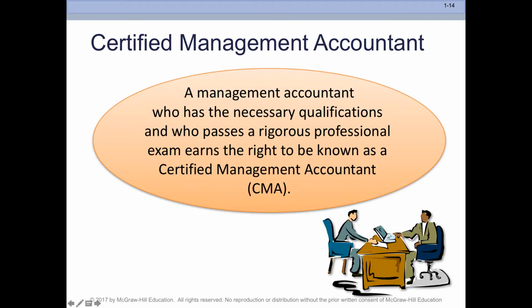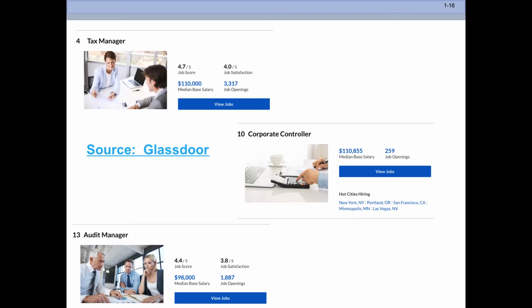In Accounting 201, which you just got out of, there was a certification called the CPA, Certified Public Accountant. In managerial accounting, you have a slightly different certification. It's called a CMA.